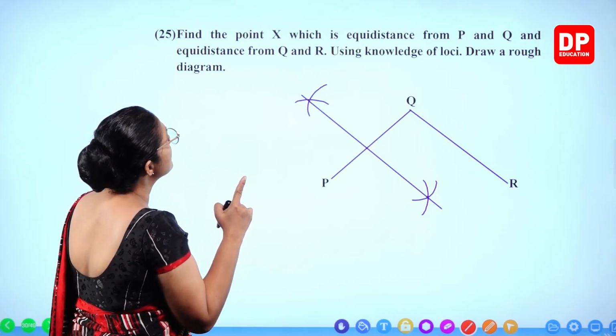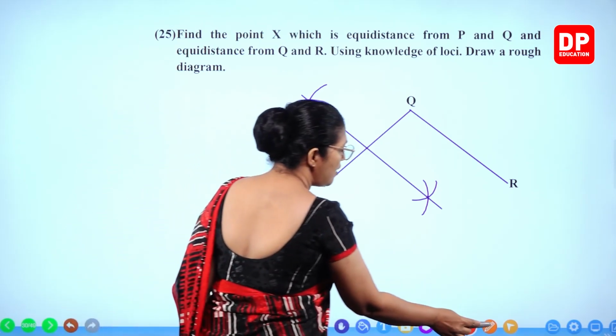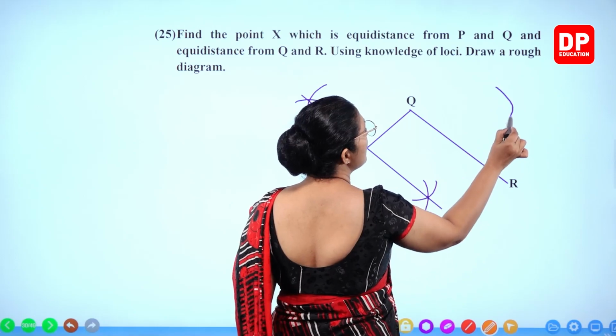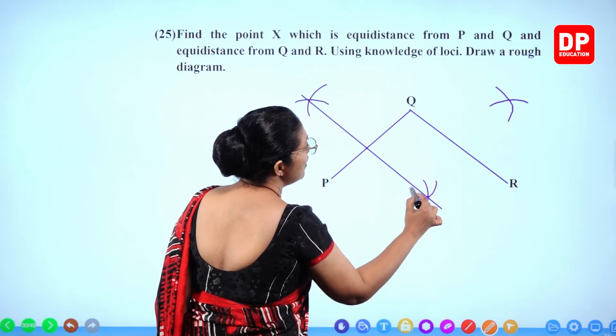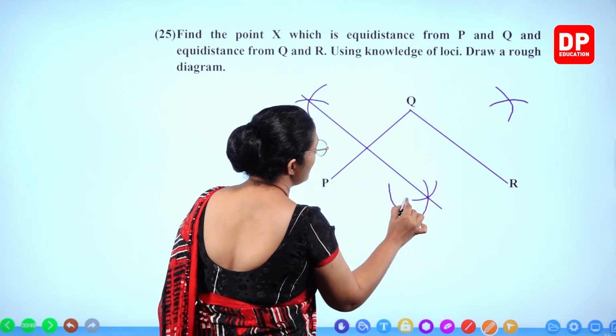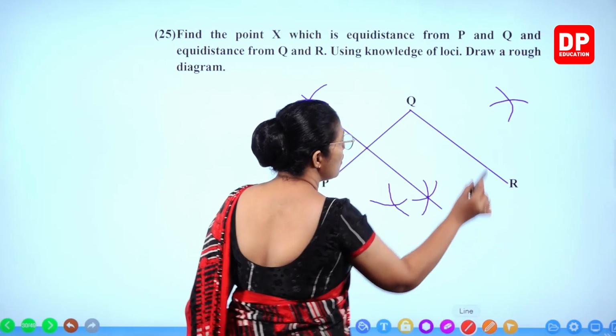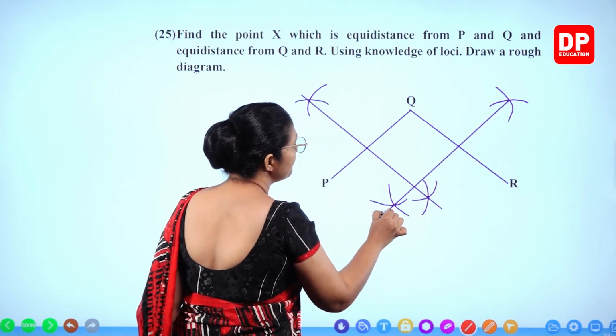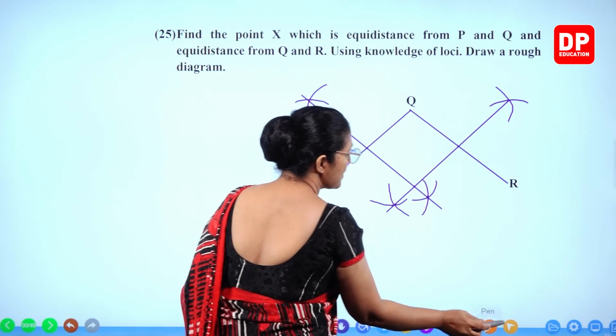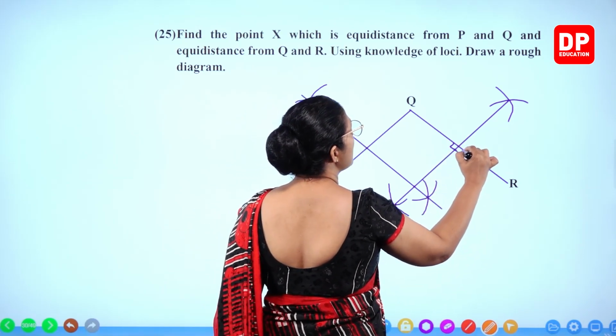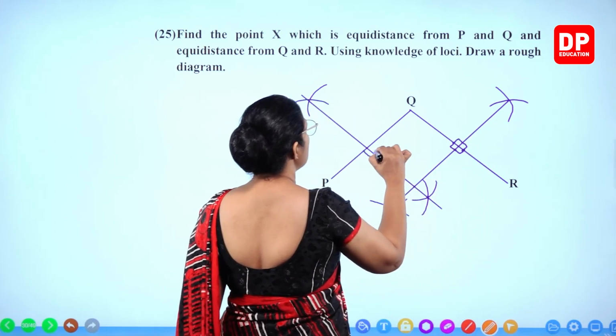What is equidistant to Q and R? Again, you have to draw the perpendicular bisector. So here you don't need to use the compass. Just pretend that you are drawing the two perpendicular bisectors. So this is the bisector here. This is the bisector here.